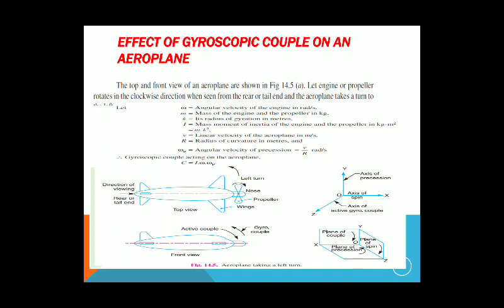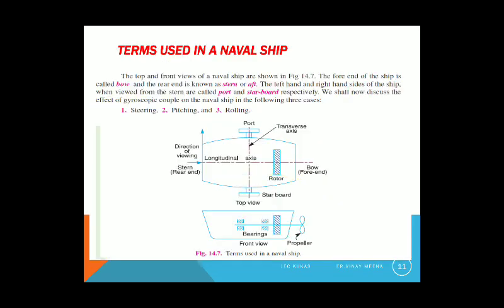Effect of gyroscopic couple on an airplane. C is equal to the gyroscopic couple acting on the aeroplane. Then C is equal to I omega omega p. Terms used in naval ship: first is the stern or aft, port and starboard, steering, pitching and rolling.